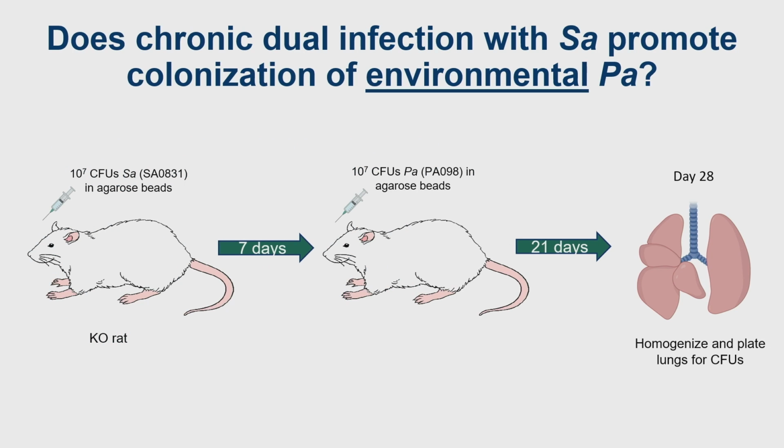Just to cover all of our bases, before we move forward with testing the metabolites, we wanted to ensure that the effect that we saw of staph on Pseudomonas burden wasn't just with that one strain of Pseudomonas. So we repeated our sequential dual infection using an environmental strain of Pseudomonas. This is because when people get infected with Pseudomonas the first time, it's usually from the environment. We infected rats with staph at day 0 for 7 days, followed by an infection with Pseudomonas at day 7. However, the Pseudomonas in this case was PA098, which was an environmental strain. At day 28, we once again homogenized and plated the lungs for CFUs.